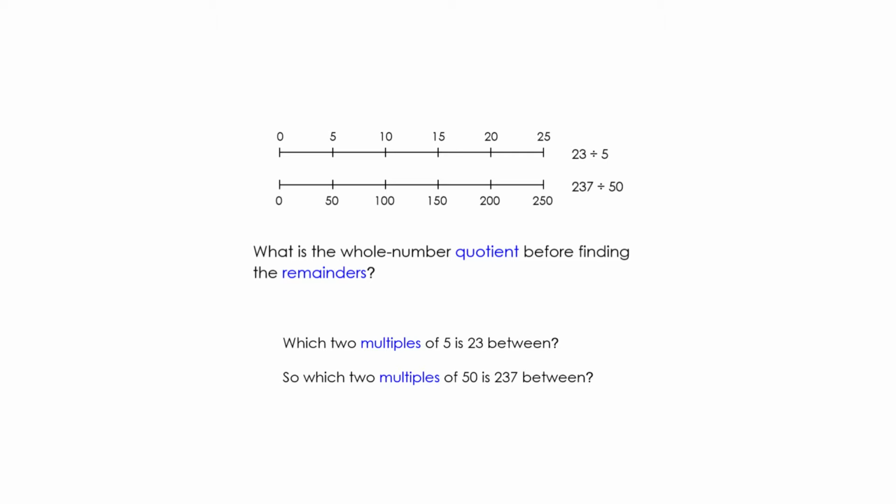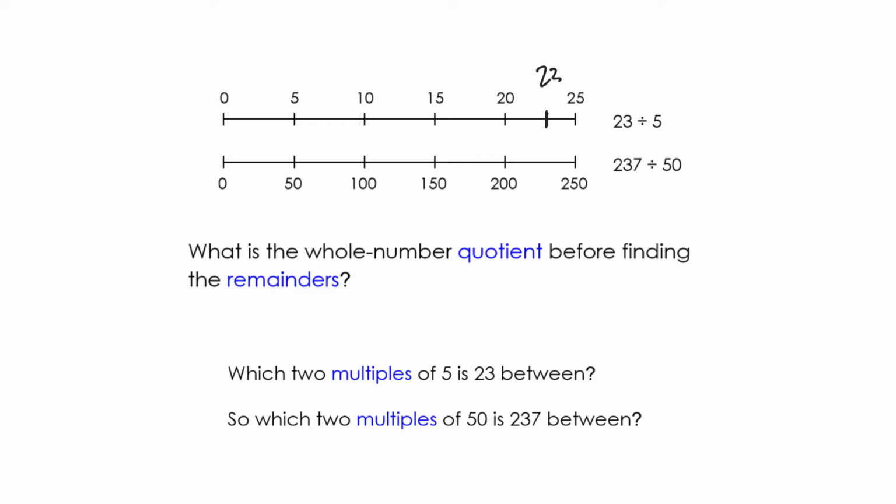So the first example here shows 23 divided by 5. It's asking you to place the 23 here. Where does it match on the number line? So the 23 would go right here. 23 is between 20 and 25. So it's basically saying, which multiples of 5 are these? Well, 5 times 0, 5 times 1, 5 times 2, 5 times 3, 5 times 4, 5 times 5. So 23 is in between 4 and 5.